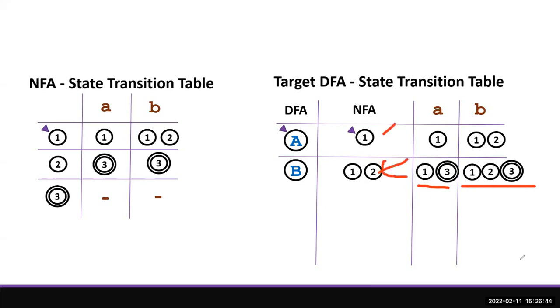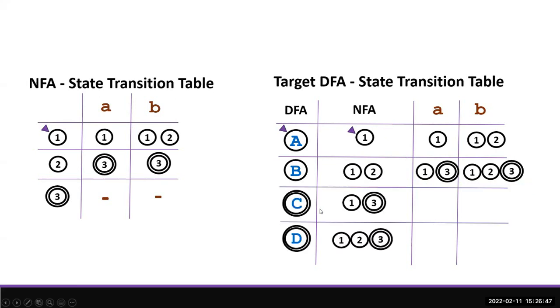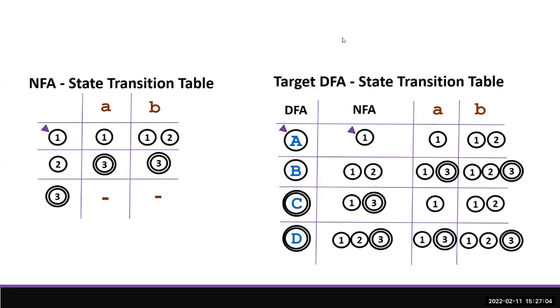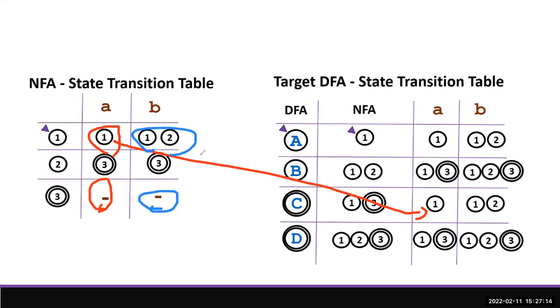As you continue, we create state C and state D. State C combines your state 1 and 3, and you combine 1 and 2 here. This one you combine with this one, you get here. This one you combine with this one, you get here. This one is state A, and this one is state B. We know that.